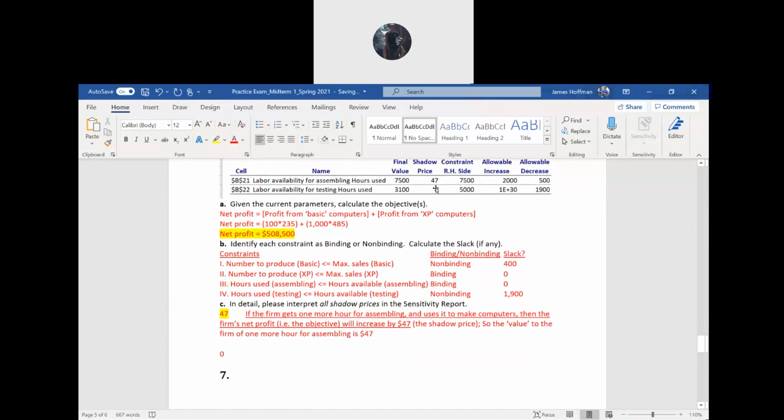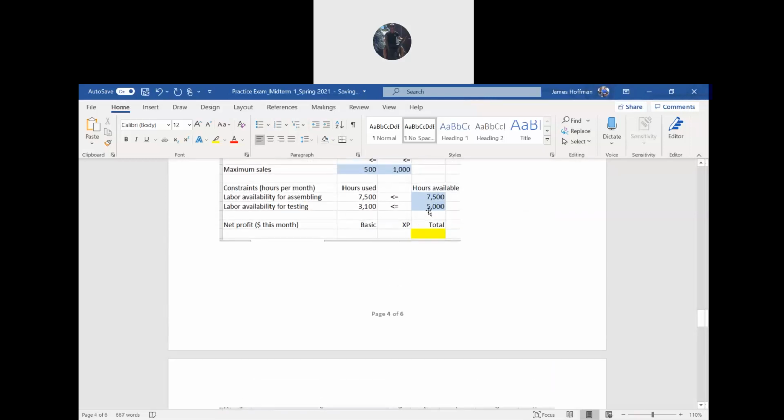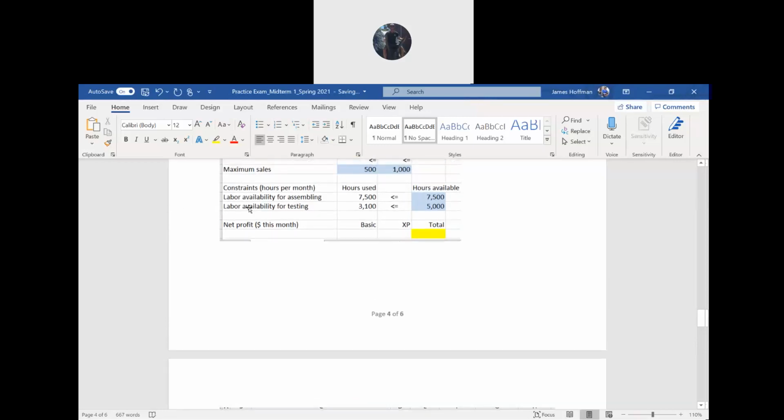Okay, and you can see that there's a 0 here for this one, implying that this is a non-binding constraint. Initially we had 5,000 hours. We only used 3,100. So one more hour here is not going to help us at all, profit-wise, because we didn't use the initial 5,000. So the value of one more hour for testing is 0.